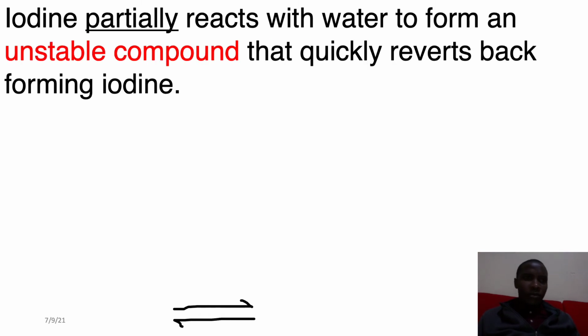We go on. Iodine partially reacts with water to form an unstable compound, which actually quickly reverts back forming iodine. And in some cases, we actually say that there is no net reaction, since the unstable compound that is formed quickly reverts back in no time.